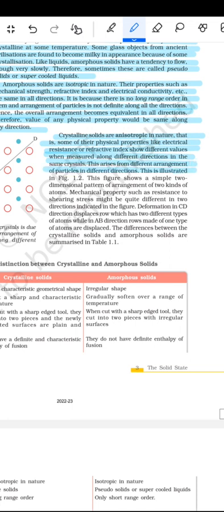This is illustrated in figure 1.2. This figure shows a simple two-dimensional pattern of the arrangement of two kinds of atoms. Mechanical properties such as the resistance to shearing stress might be quite different in the two directions indicated in the figure. Deformation in the CD direction displaces rows which have two different types of atoms, while in the AB direction, rows made of one type of atom are displaced. The differences between crystalline solids and amorphous solids are summarized in table 1.1.